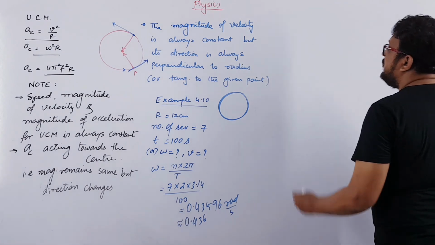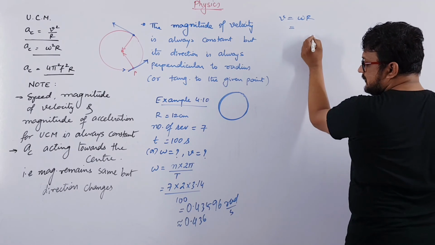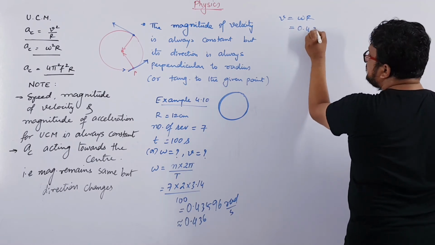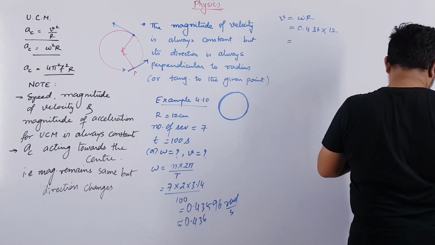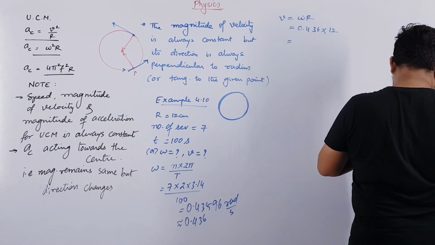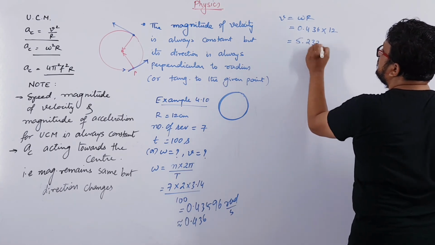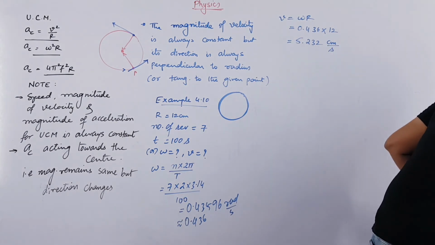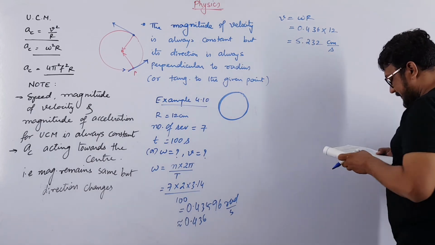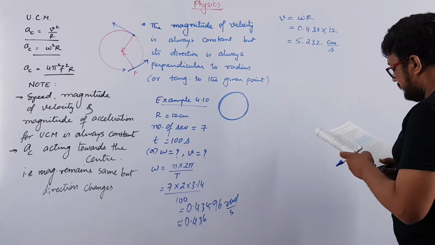Now for linear speed, we know that v is equal to omega r. Now omega is 0.436 into r, which is 12. So 0.436 into 12 will be 5.232. This is in centimeters, so centimeter per second. So the linear speed is 5.232 centimeter per second, and the angular speed is 0.436 radian per second.